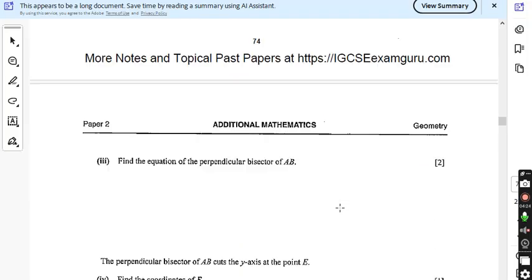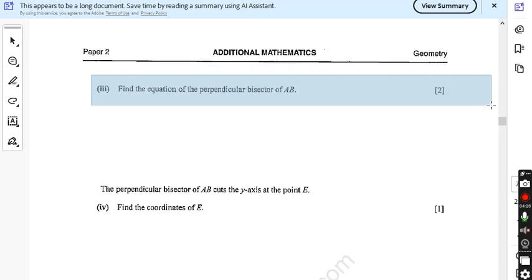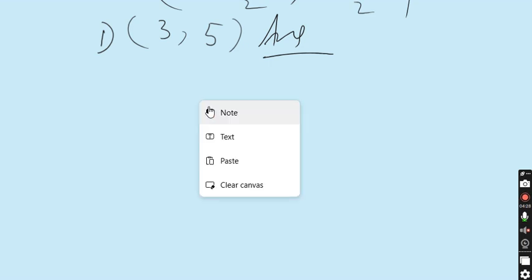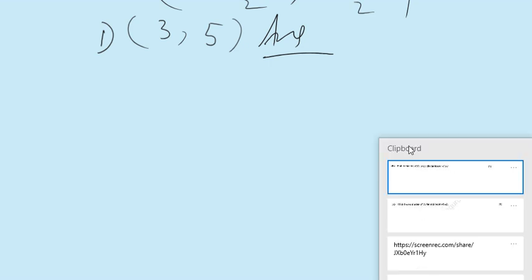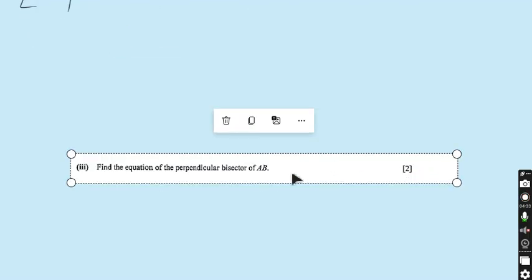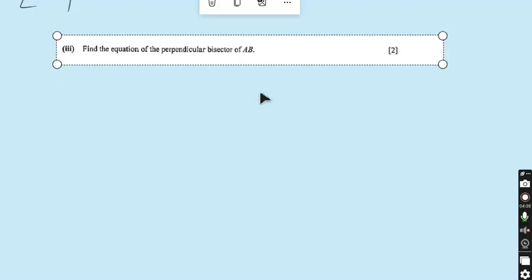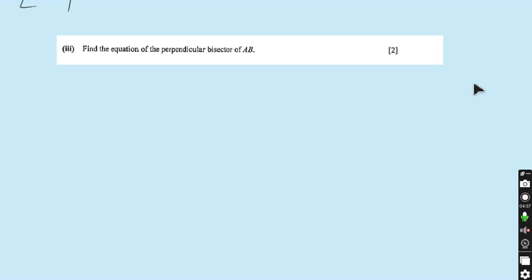What is part number 3? Find the equation of the perpendicular bisector of AB. So we have the gradient of AB, which we found in part number 1. In order to find the equation of the perpendicular bisector, we must have the perpendicular gradient.